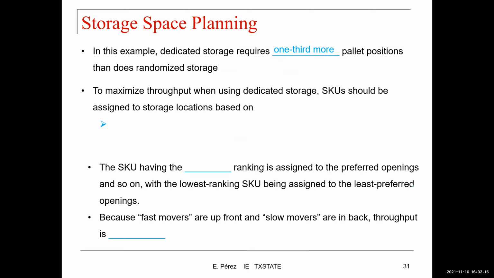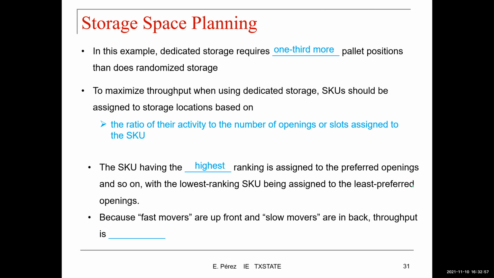To maximize throughput, when using dedicated storage, SKUs should be assigned to storage locations based on the ratio of their activity to their number of openings or slots assigned to the SKU. Going back to dedicated storage, we have all this space now. We want to know where to place these items in this space, and obviously we're going to have some type of metric to make those accommodations. The metric is based on the ratio of their activity to the number of openings or slots assigned to the SKU.